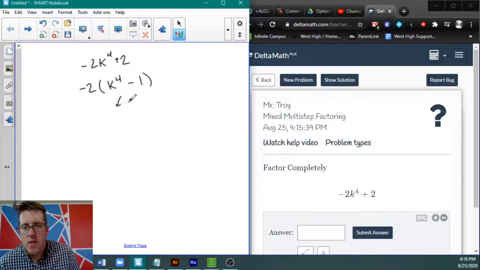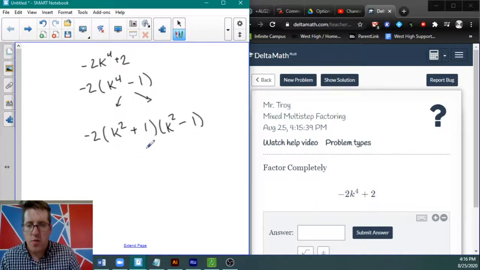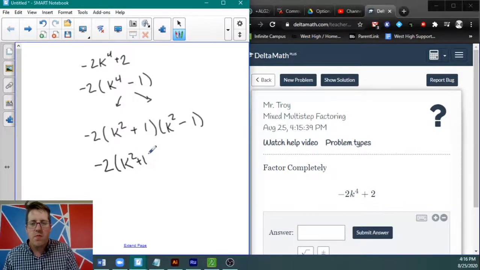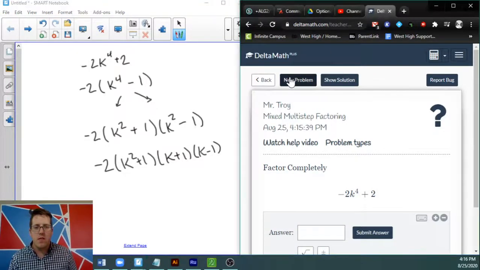I'm going to look at this, and this is actually a difference of two squares, like we talked about in class, because k to the fourth is k squared squared. Now, k squared plus 1 is not a difference of two squares, but k squared minus 1 is. So this is going to factor to k squared plus 1 times k plus 1 times k minus 1. If you followed that, good. If you half followed it, that's okay, because that's a little advanced.